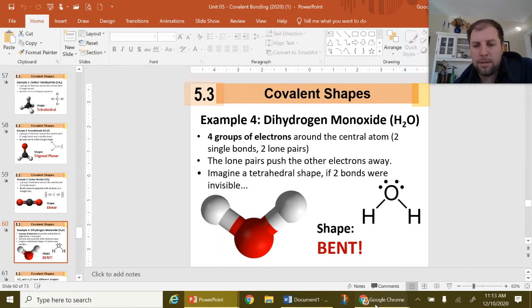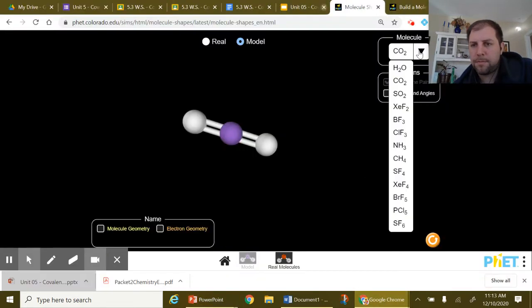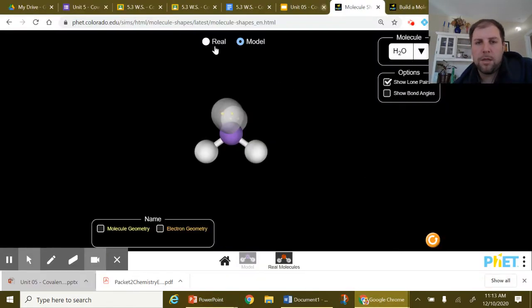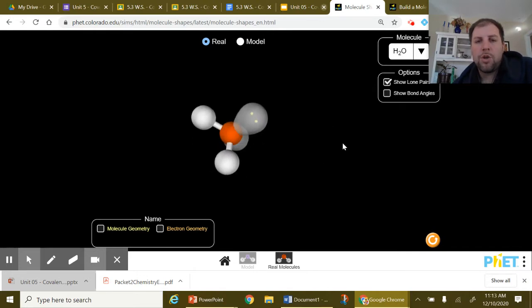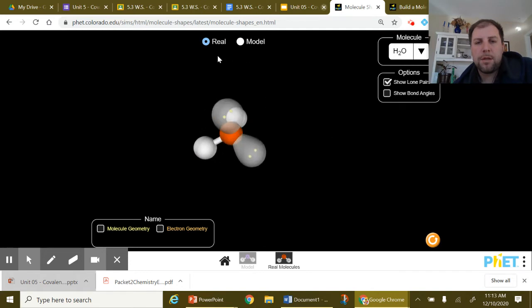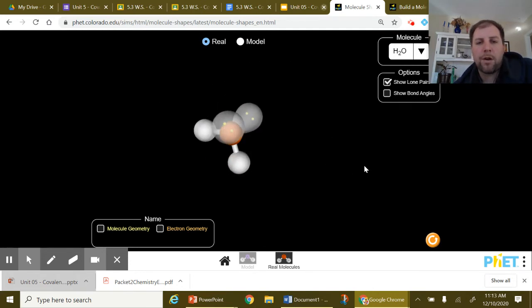Okay, let's see here. Here we go. All right, so take a look. So you have these two bonds, okay, and then you have what you can't see, these lone pairs of electrons that are also circling around the oxygen. Now, they wouldn't be this far out. They would be a little bit closer, but this allows us to manipulate them.